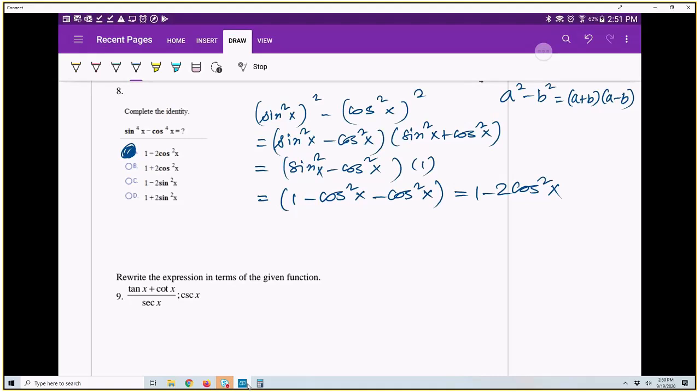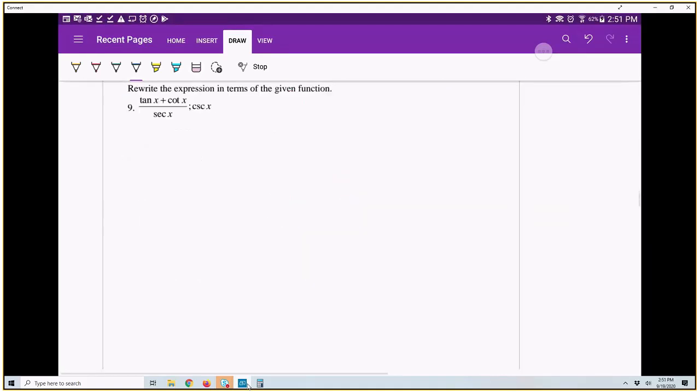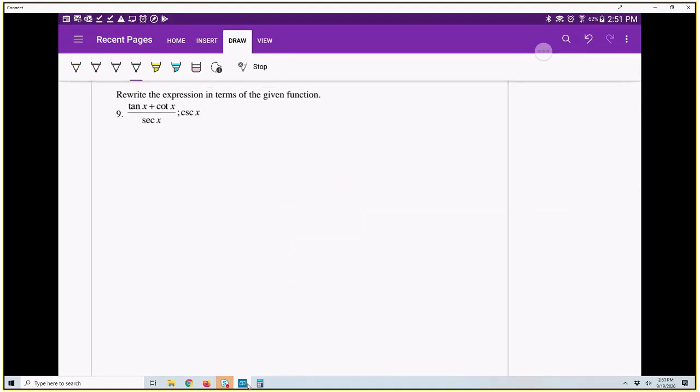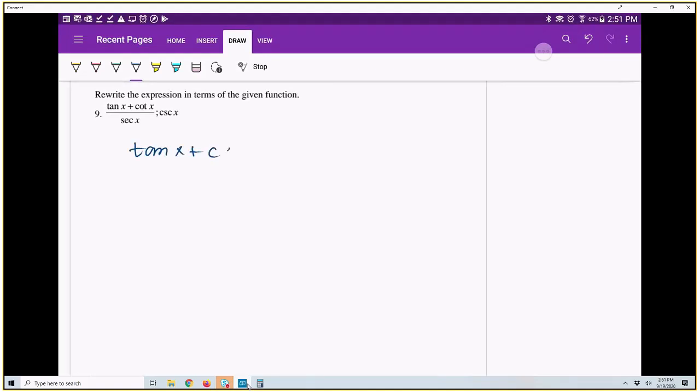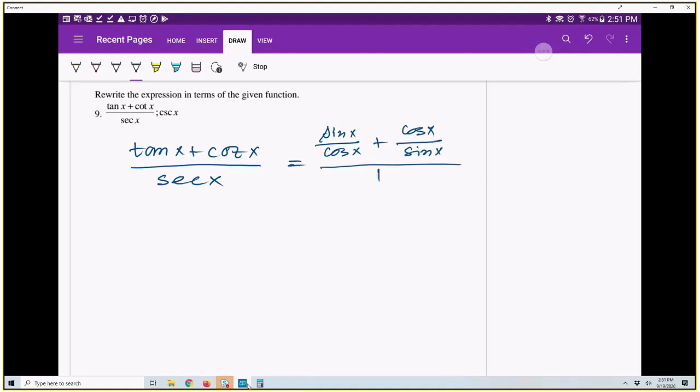Then problem number 9 is telling us to rewrite the expression in terms of the given function. So I want to write the expression (tangent x plus cotangent x) over secant x using cosecant x only. So let's see what we can do. Remember, tangent x is sine x over cosine x. That's a ratio identity. Cotangent x is cosine x over sine x. Secant x is 1 over cosine x.